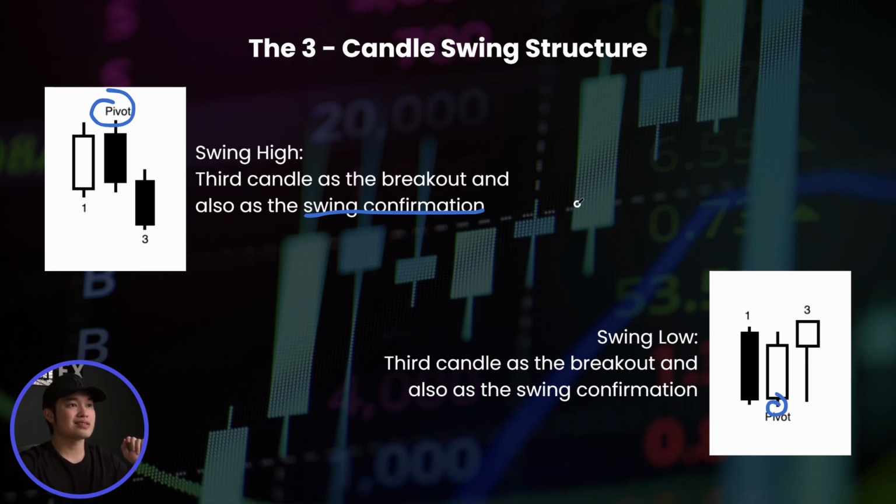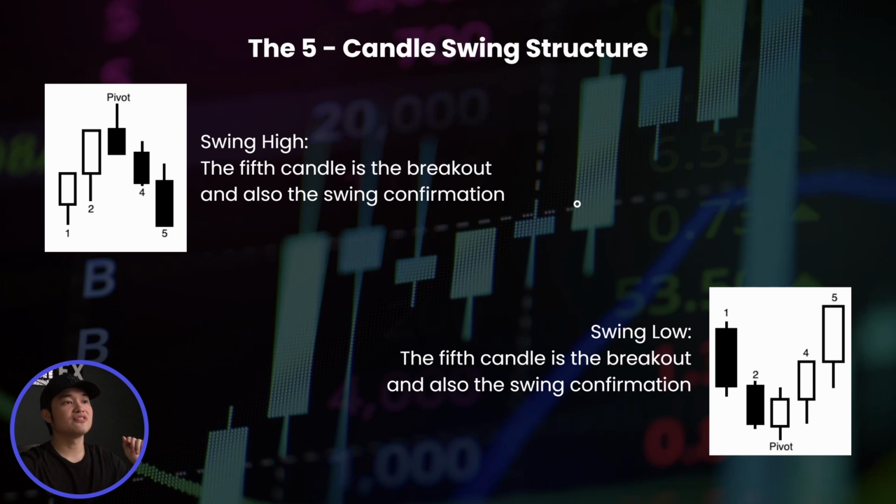Right, so let's go to the next, which is the 5 candle swing structure. The swing on the 5 candle swing structure is bigger, and the valley is deeper. Here, this is the valley. Okay, this is the valley.